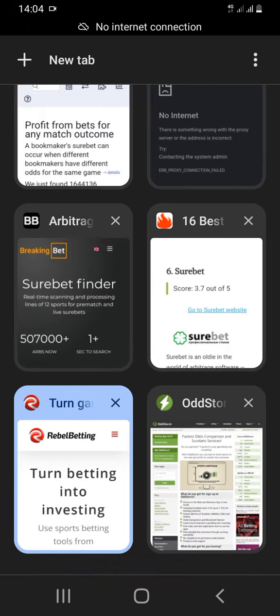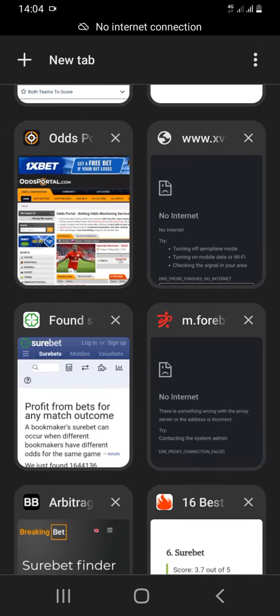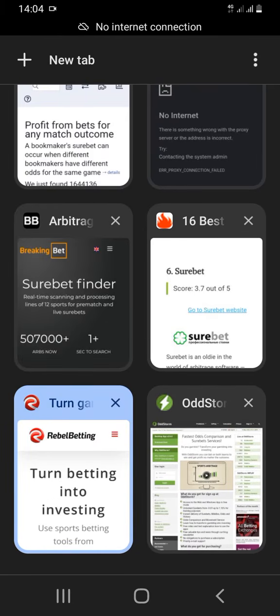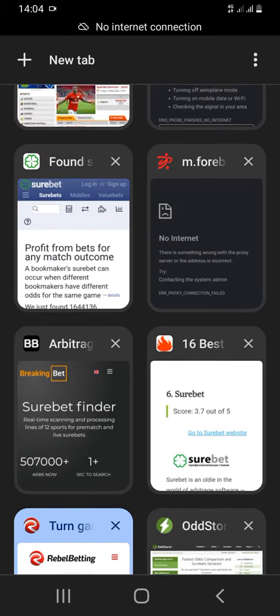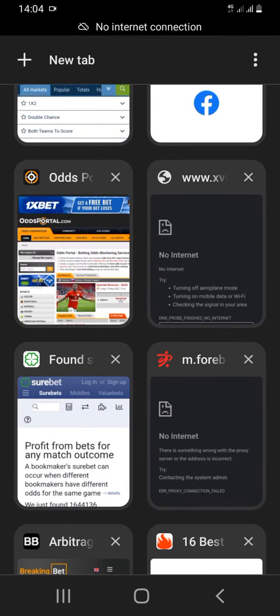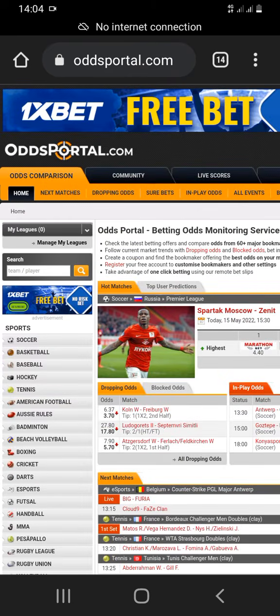Bet Burger. Where is Bet Burger? Is it Bet Burger? No, no. Odds Portal is the next one. So we are going to go down to Odds Portal.